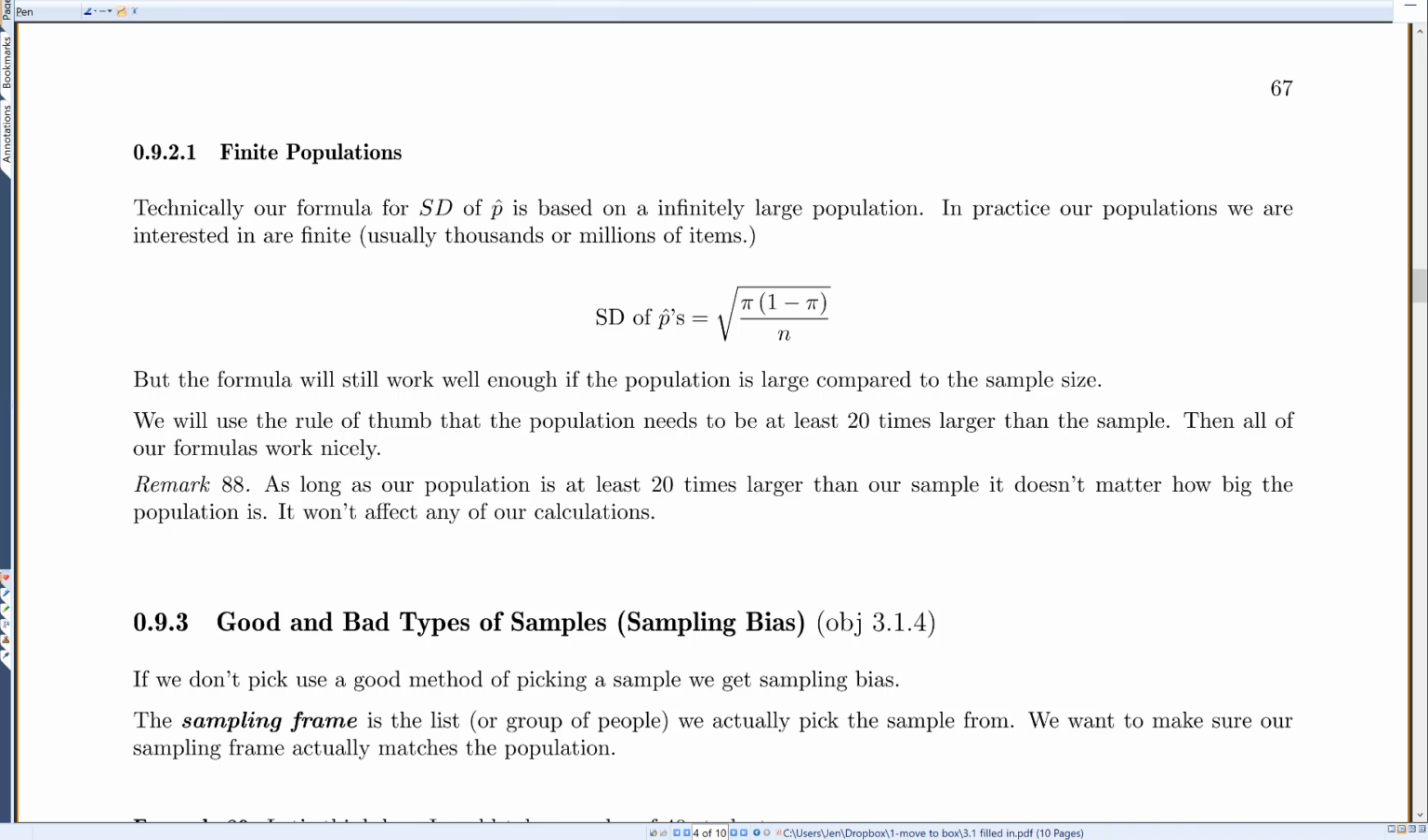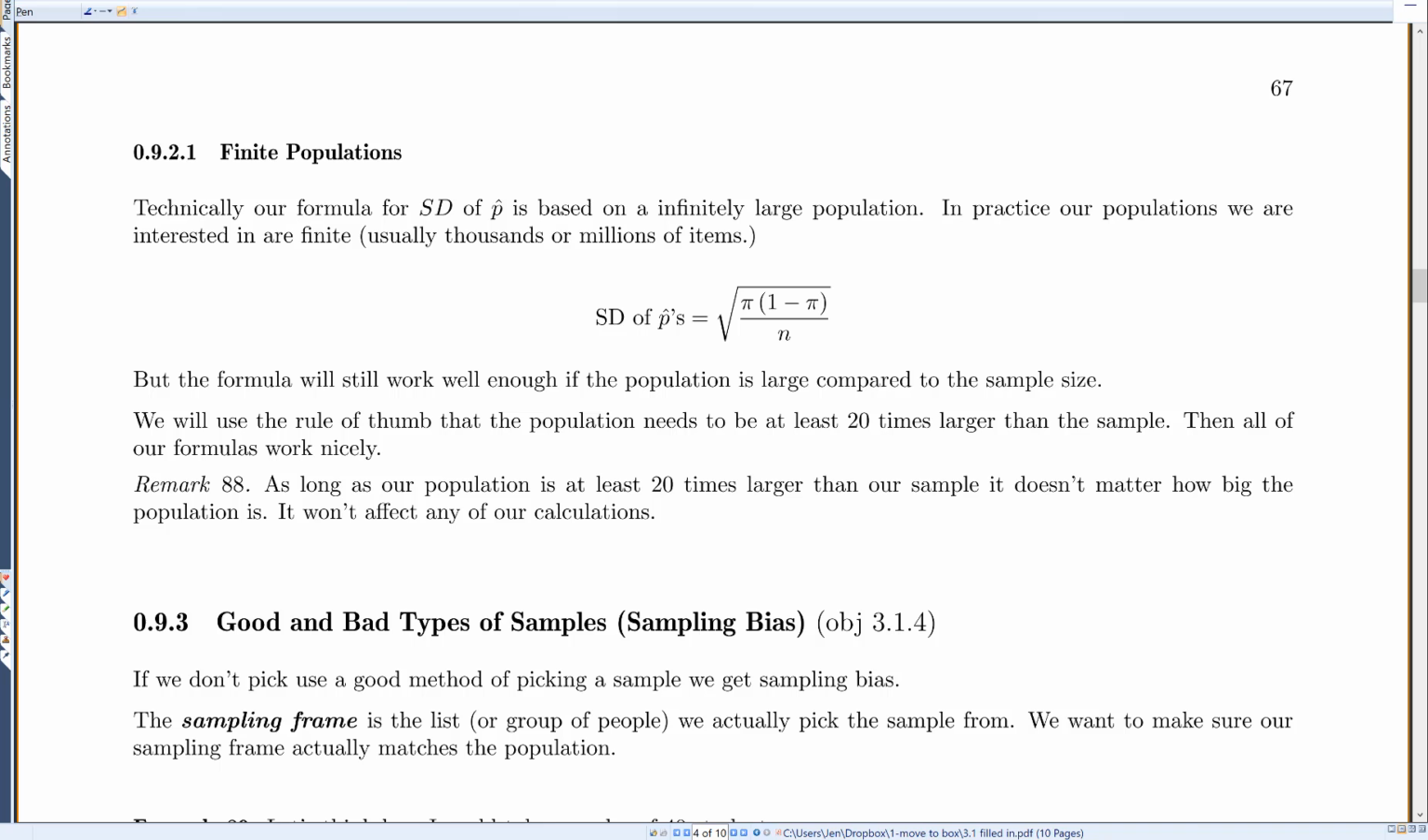That's just a little technical note. It doesn't really affect you. Our populations are always going to be really big. The difference between the theoretical and a not infinitely big population doesn't really affect any of us. The decimal point would be rounded off so far down that no one ever cares. Also, as long as our population is at least 20 times larger than our sample, it doesn't matter how big the actual population is. It doesn't affect any of our calculations.